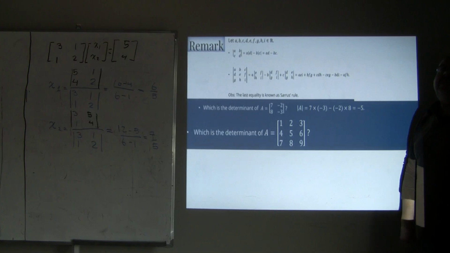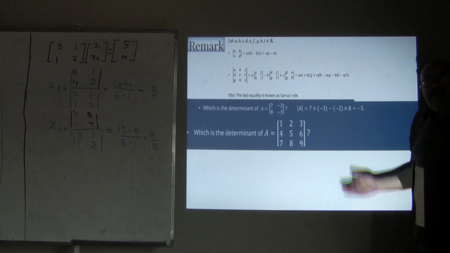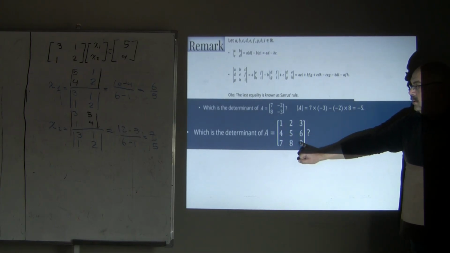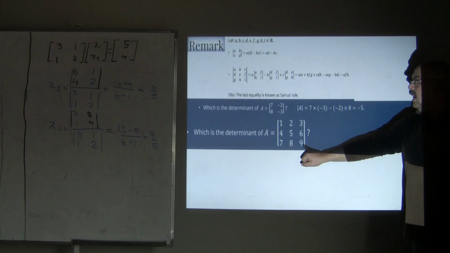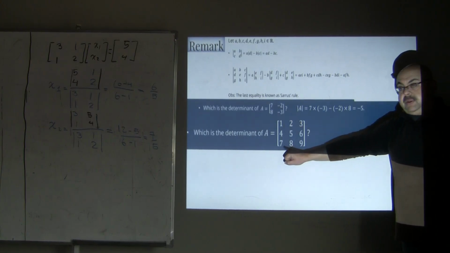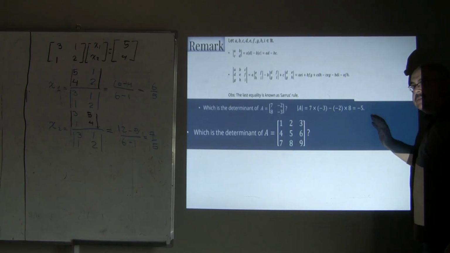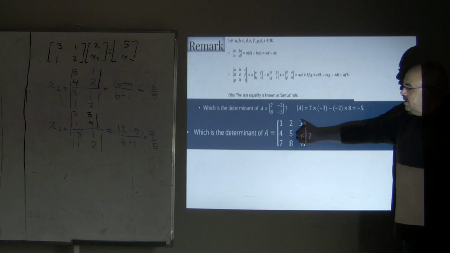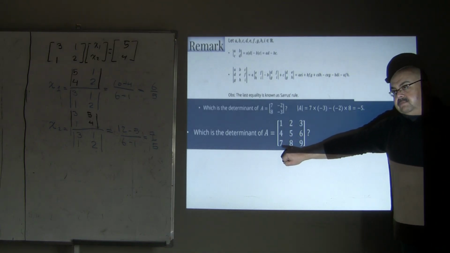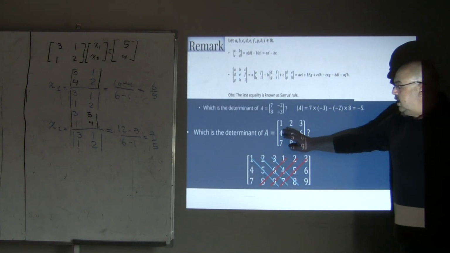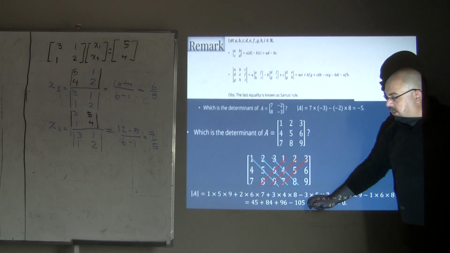How to evaluate the value of this determinant using Sarrus' rule? Can you give it to me, Mr. Muhammad Tariq? Sarrus. Okay, I will say 1 times 5 times 9, then plus 2 times 6 times 7, then plus 4 times 8 times 3, then minus. Let's see the plus first, then minus. Then minus 3 times 5 times 7, then minus 6 times 8 times 1, then minus 2 times 4 times 9. Okay, I can do that. That's exactly how it is written.